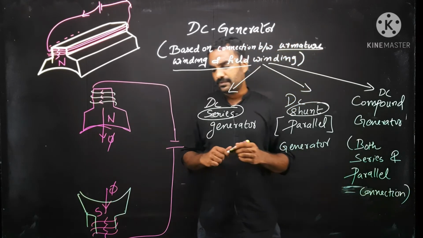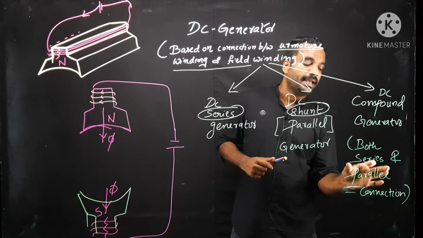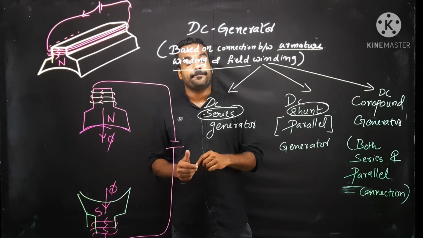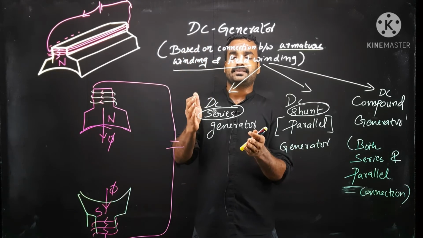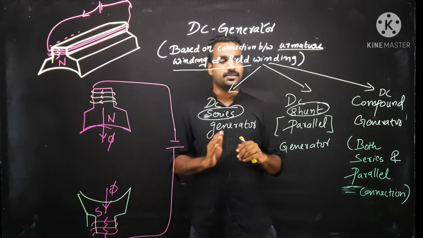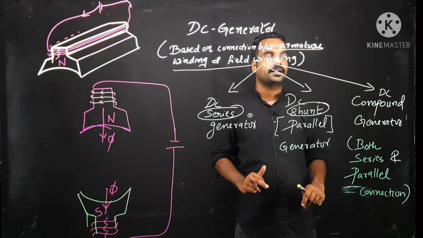So that some portion of the field winding is connected in series with the armature winding, and some other portion of the field winding is connected in parallel with the armature winding. In this type, the field winding is connected in series with the armature winding. In this type, the field winding is connected in parallel with the armature winding.